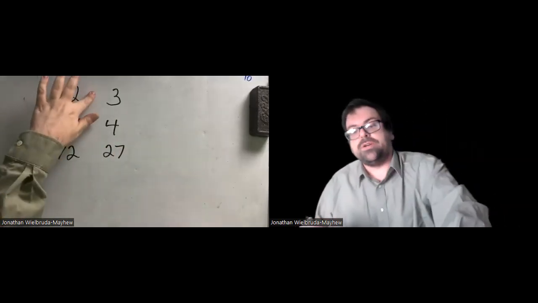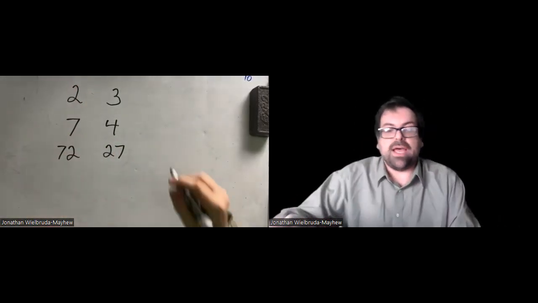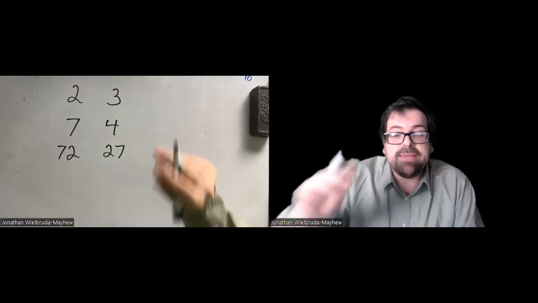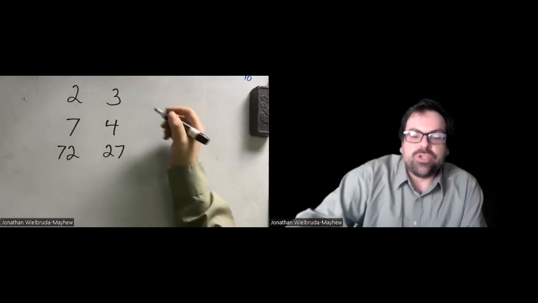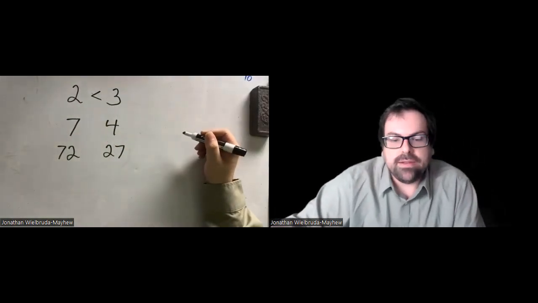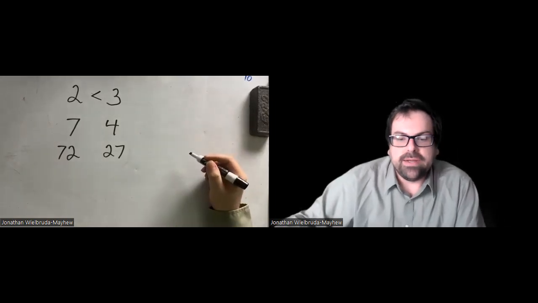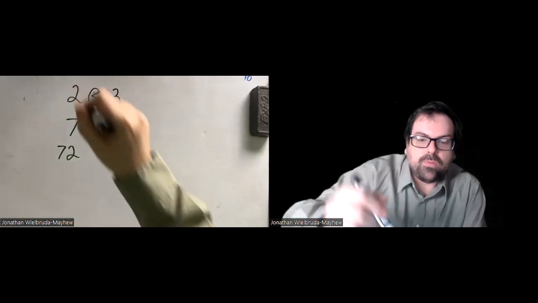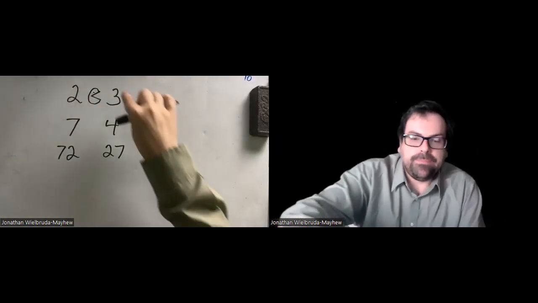So we're going to insert a mathematical sign in between the two numbers that makes the statement true. So for 2 and 3, the proper sign would be less than. 2 is less than 3. Pac-Man wants to eat the larger number.